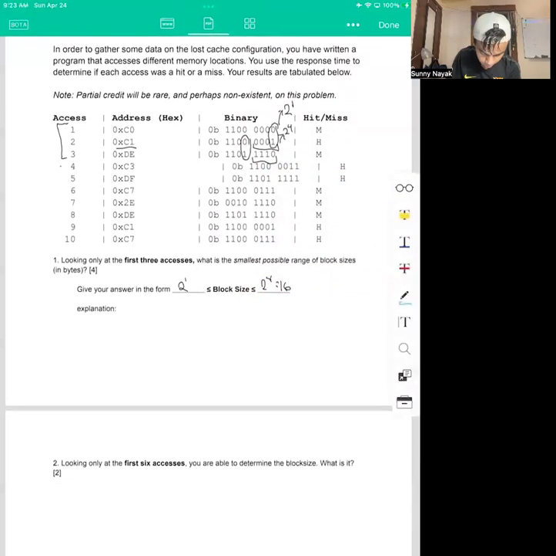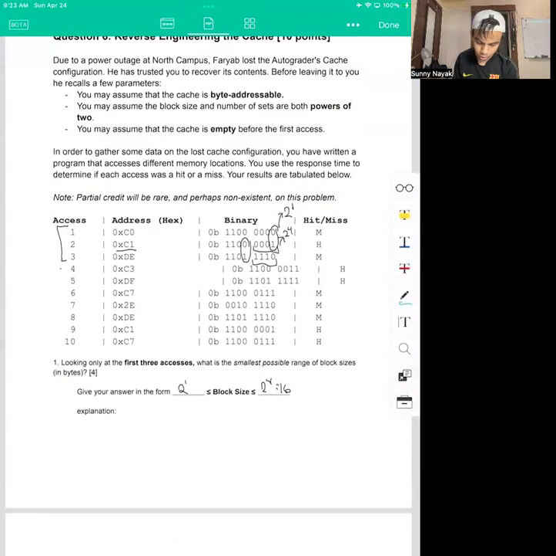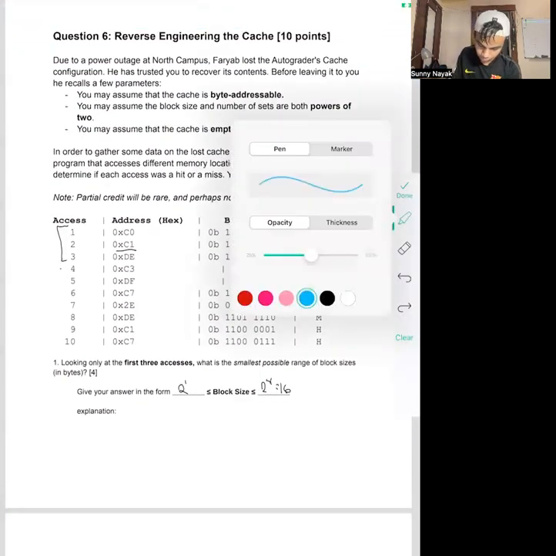So for number 2, it says looking only at the first 6 axes, you're able to determine the block size. So in other words, we're going to continue the same thing that we were doing earlier, except our bounds are going to converge. Our lower bound is going to end up equaling our upper bound, and we're going to be able to determine exactly what that number is. So let's pick up where we left off.